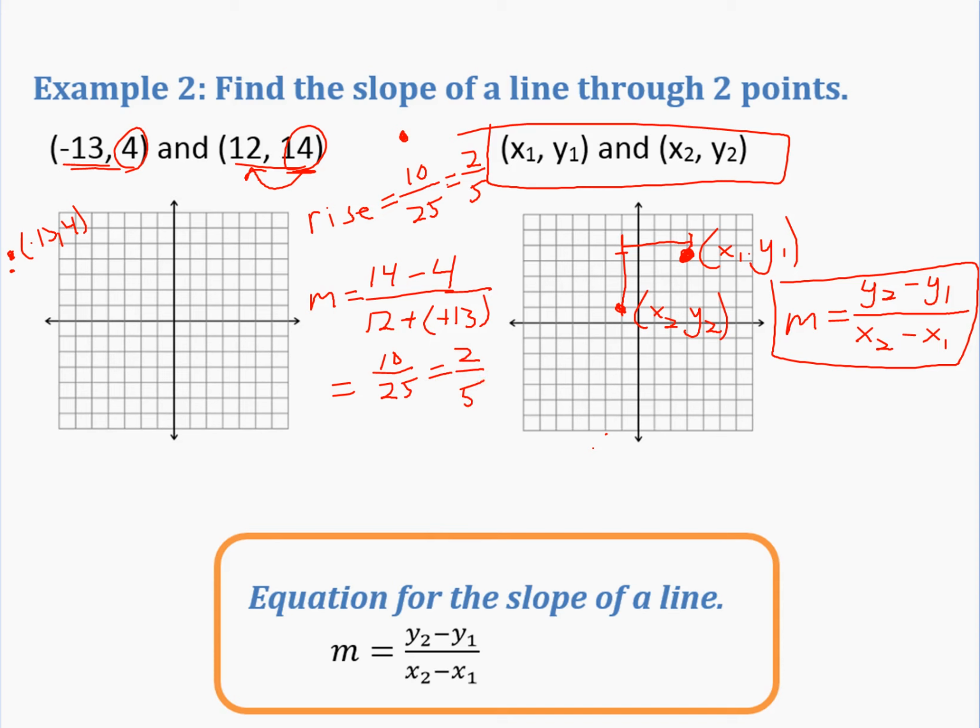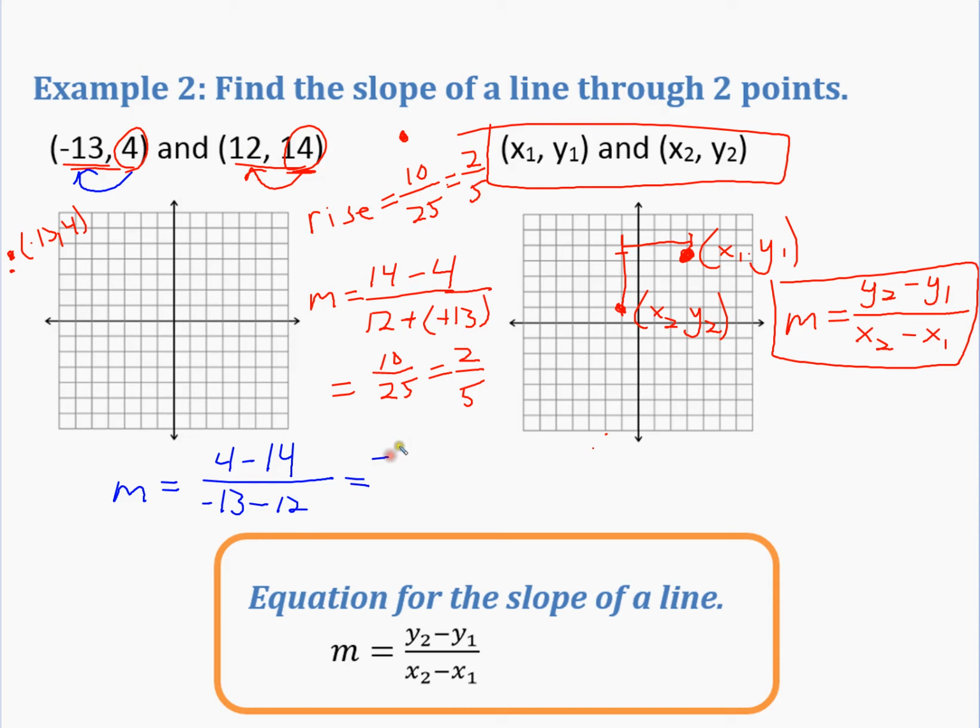One last thing I need to show you with this. What happens if someone else wanted to start with the 4 on top? If they said, well, this is my second y value. So they have 4 minus 14 over, and since I started with 4 on the top, I need to start with its corresponding number on the bottom, so negative 13 minus 12.